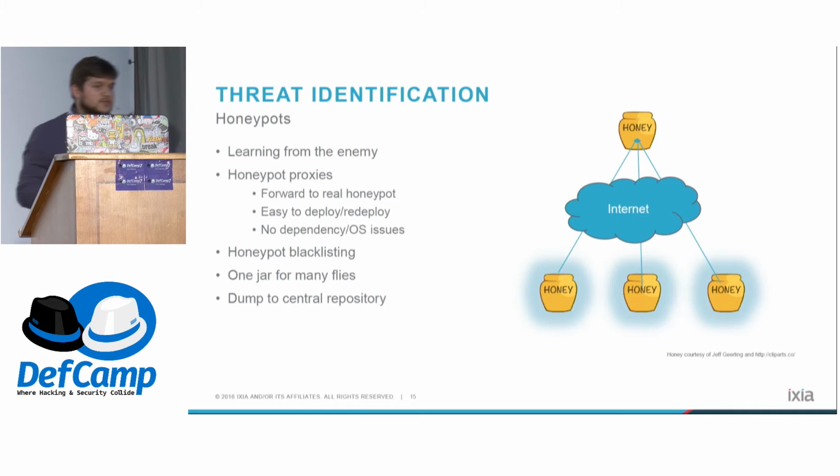This also solves another issue of honeypot blacklisting. So if at one point you see you don't have any more traffic on one box because it's been blacklisted as a honeypot, you just take it quickly, deploy on another part of the internet, and you're done. So you're using just one jar, which is easy to administer, right, to catch a whole lot of flies, and dumping data to your central repository.